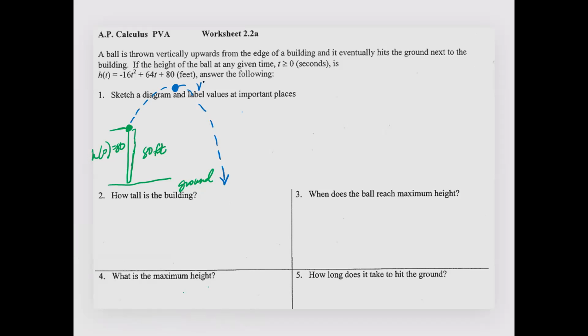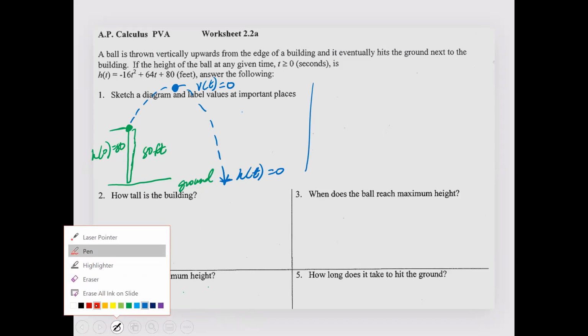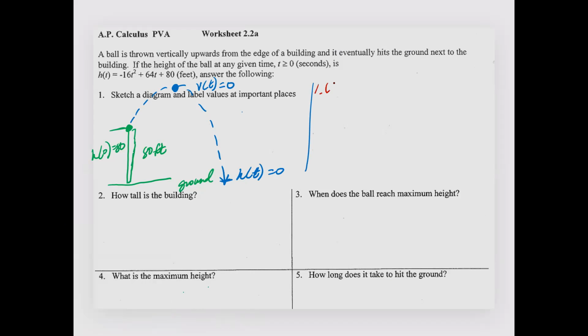So when it's at rest, because that is the highest point, velocity is going to be equal to 0. When it hits the ground, the height of the ball is going to be equal to 0. And then just on the side, so I have this ready, I know that h of t, which is the position of the ball, is negative 16t squared plus 64t plus 80. So I know that the velocity, which is the first derivative of the position function, is going to be negative 32t plus 64.